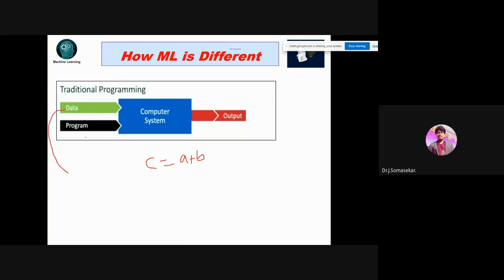First we have to write a program, sum of two numbers. After that we have to give data. Let us assume the A value and B value: A is 5, let us assume B is 4. After that it will generate an output that is called 9, 5 plus 4. This is traditional programming.